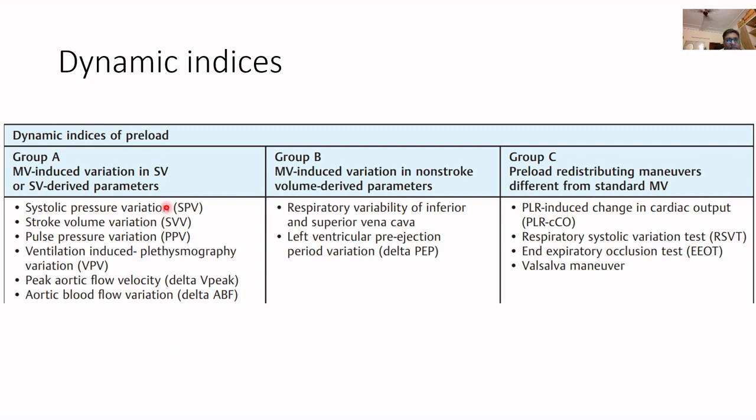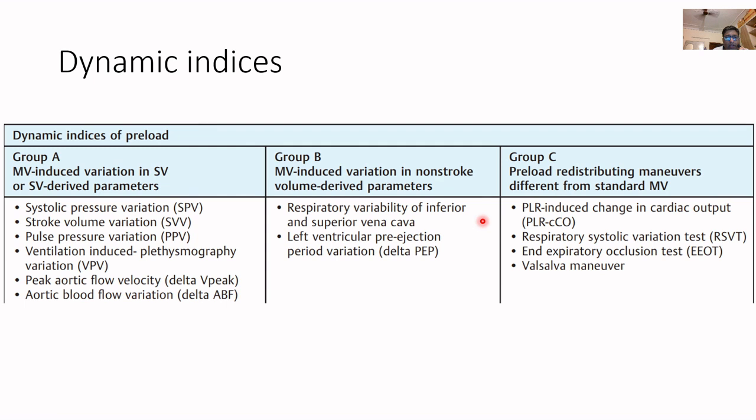And similarly, based on the same concept of mechanical ventilation induced variation, there are some non-stroke volume derived parameters. For example, respiratory variability of the IVC and SVC. Here we are not actually measuring the cardiac output, but it has to be understood that these are also dependent upon the mechanical ventilation induced changes in the stroke volume. So the limitations which apply to the applicability of these parameters also apply to these parameters.